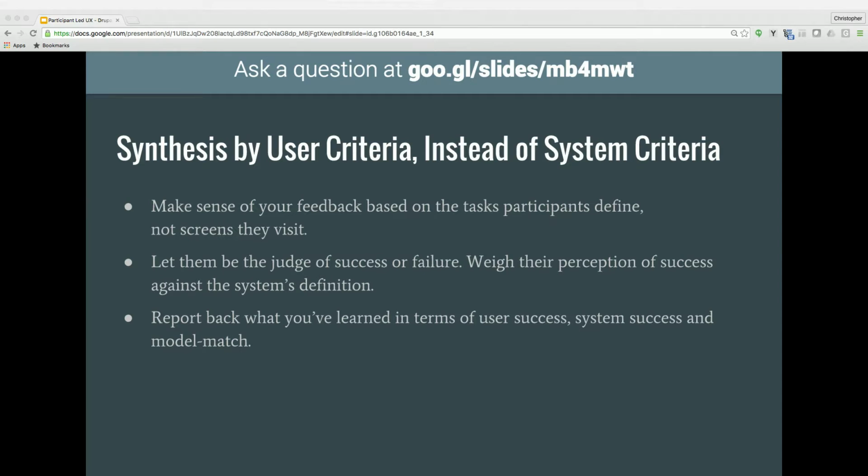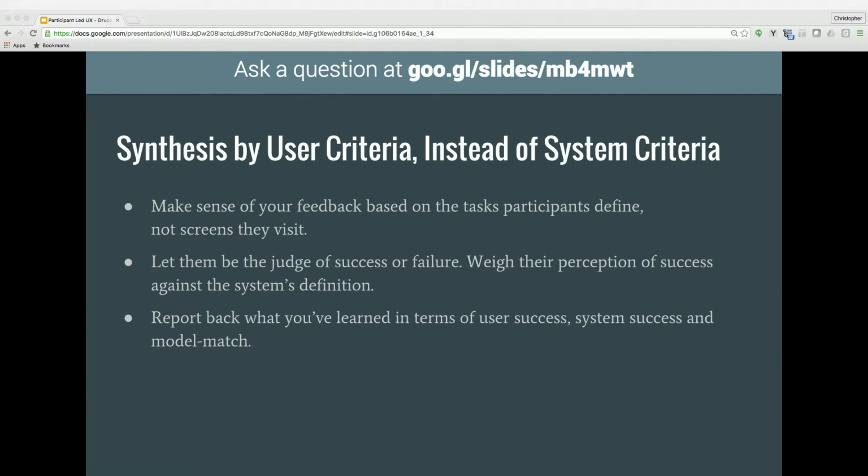Report back what you've learned in terms of user success, system success, and model match. So when you finish a participant-led exercise, you'll be able to say, this is what user success looked like, this is how users did based on the criteria of system success, and this is how they compare, and then you can say, what was the model match? Are we doing the right thing?